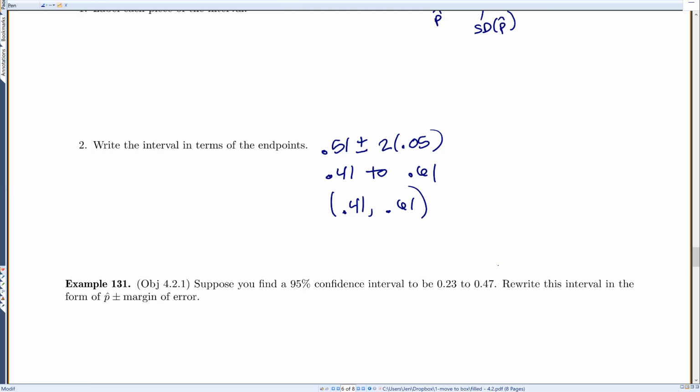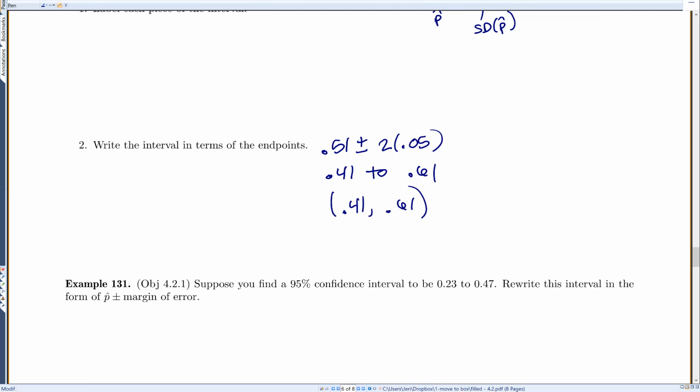The harder thing that we want you to be able to do for objective 4.2.1 is, let's say you have your confidence interval and it's written out in terms of the endpoints. Could you figure out what it was in the p hat plus or minus margin of error? This one is a lot harder. I'm not going to give you a set of formulas that I want you to memorize. Okay, it's just using logic.